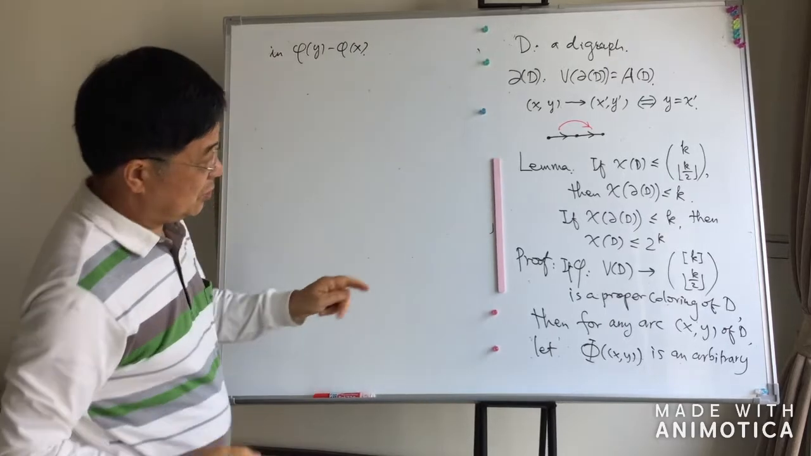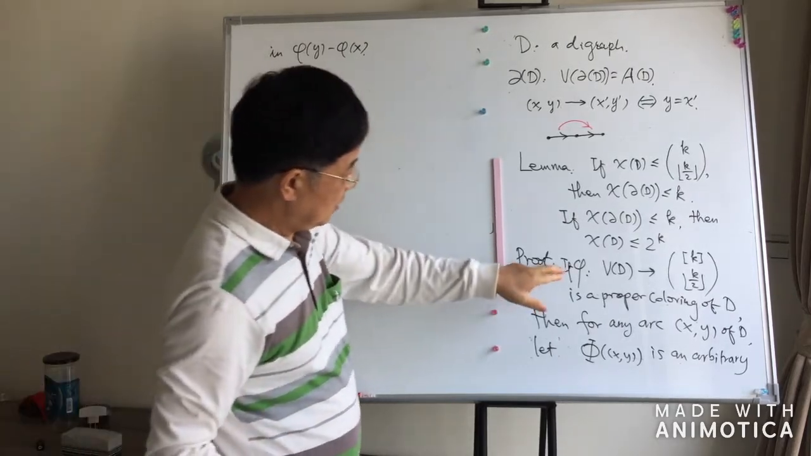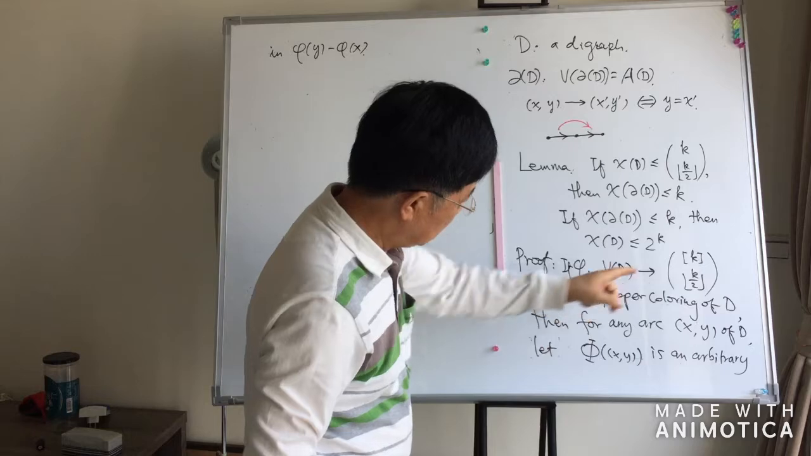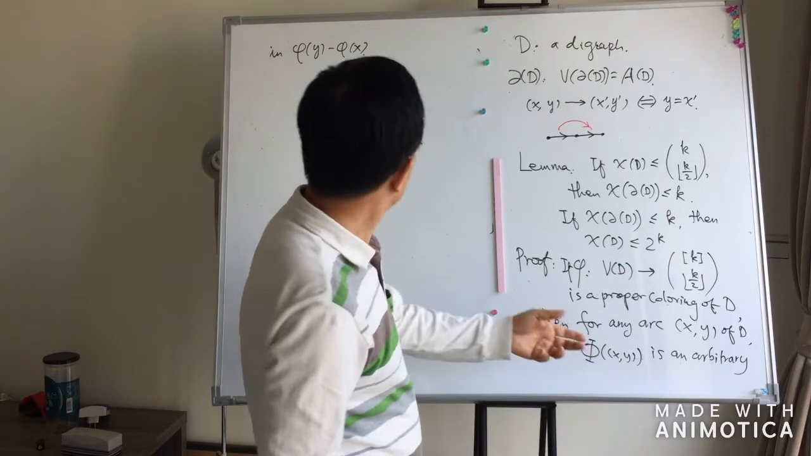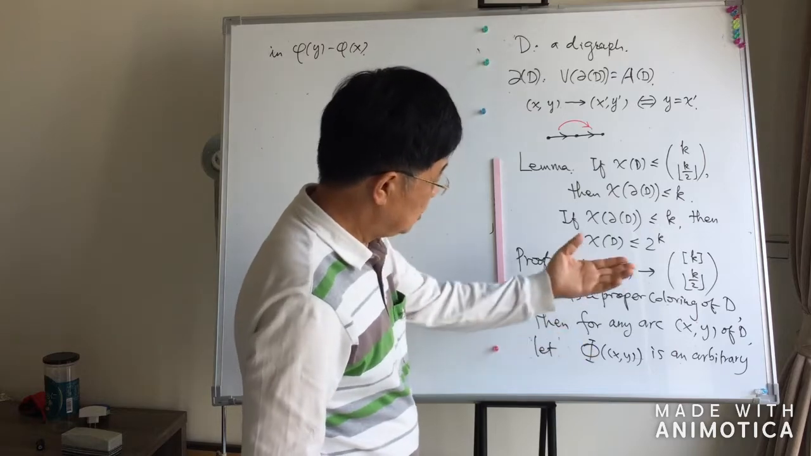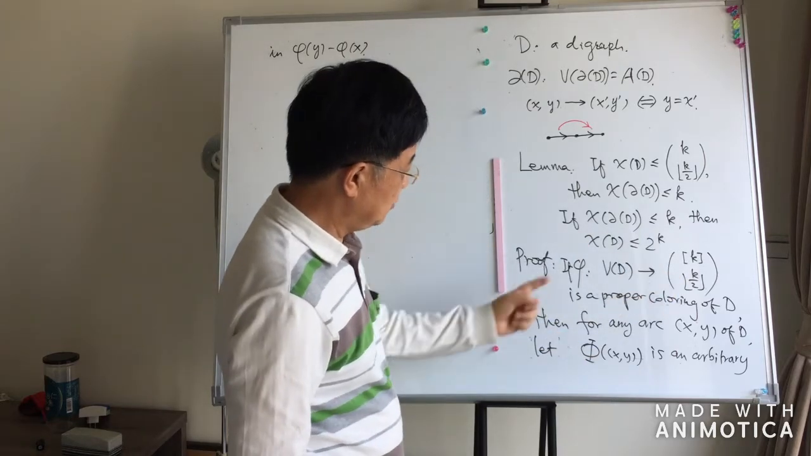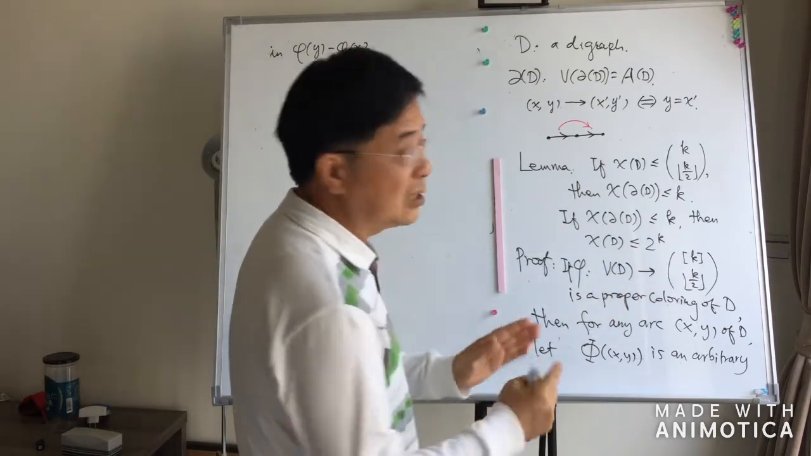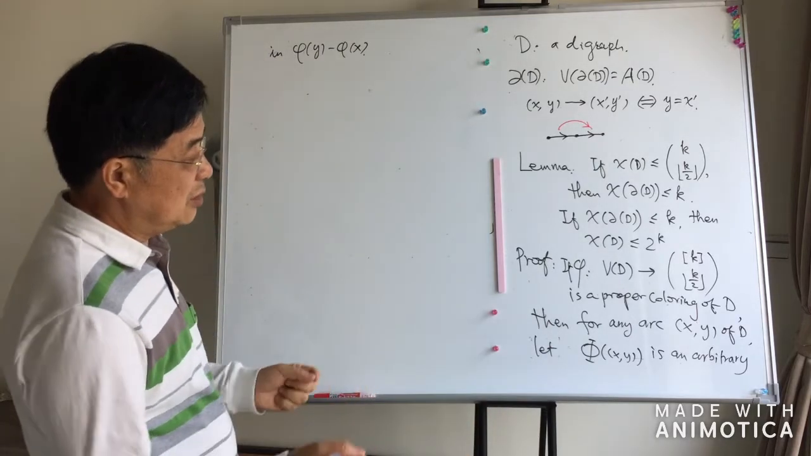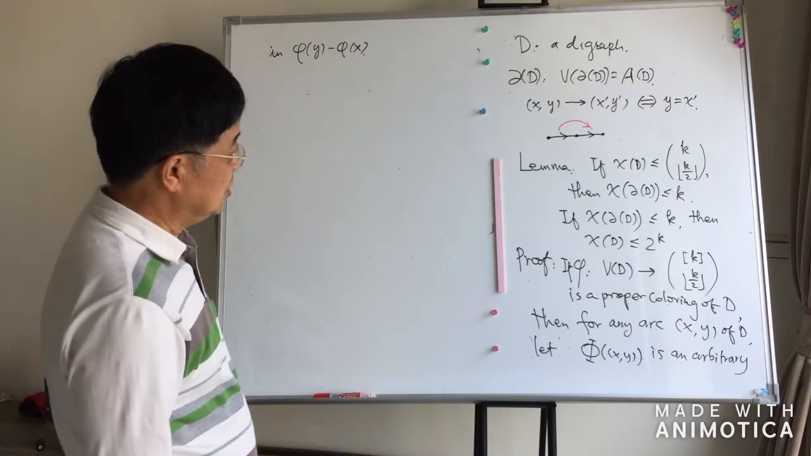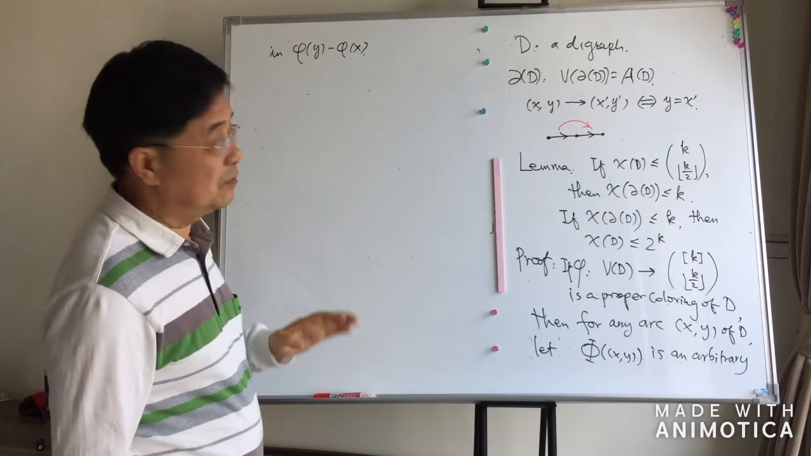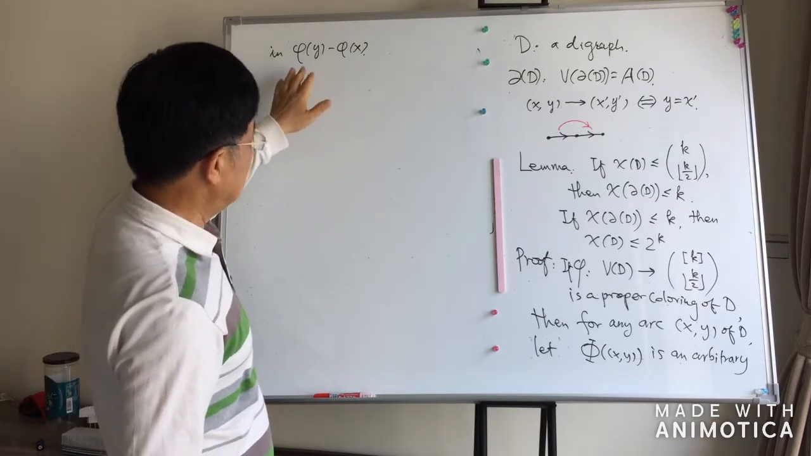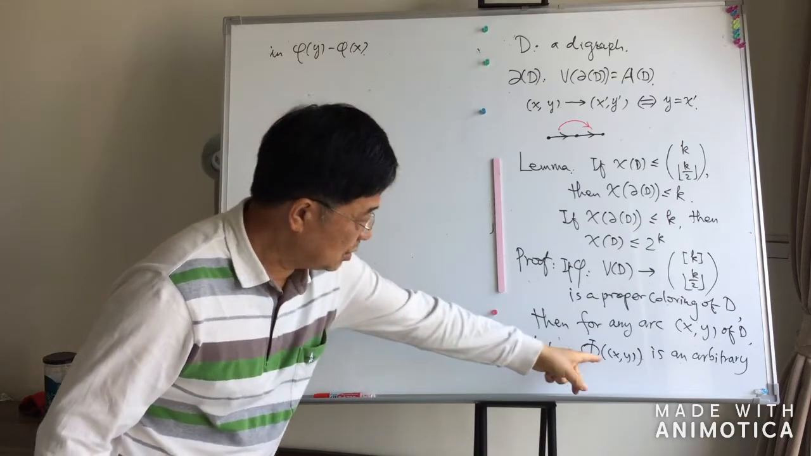Because phi colors vertices by K over 2 subsets, phi x is a set of this size, and phi y is also a set of this size, and they are distinct because they are adjacent, so they are colored by distinct subsets. Therefore, this set is not empty, so you can find a color from here. Then I assign this color to this arc.